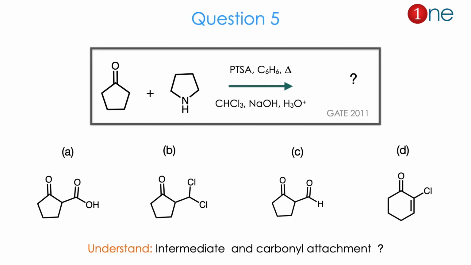Then question number 5. The starting material is a 5-member ketone and you are using the amine. They give PTSA, benzene and heating. Then you are using chloroform and sodium hydroxide for further hydrolysis. They ask you to find the product.